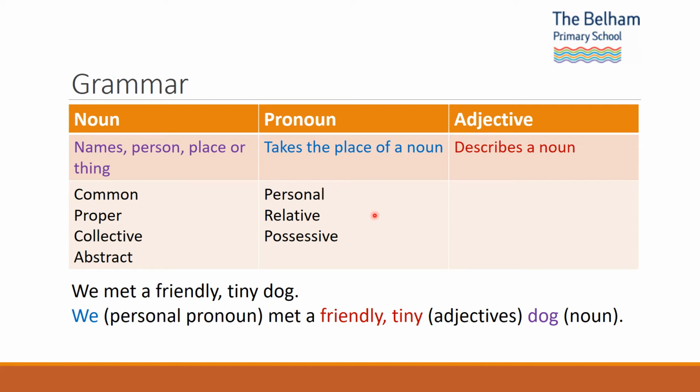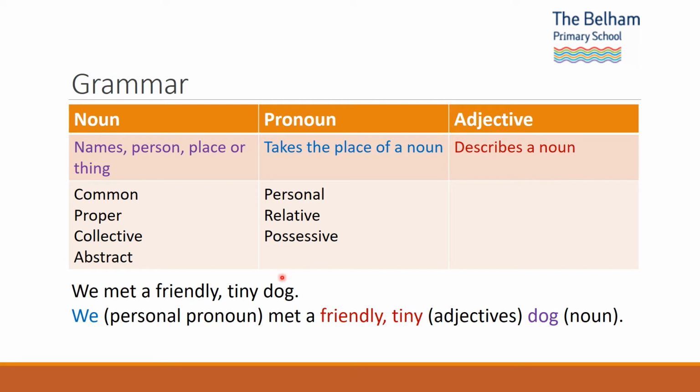And then we have possessive pronouns as well. Possessive pronouns show possession and they replace the noun quite often in the sentence. For example, mine, yours, his, hers, ours, theirs. And then we have an adjective. An adjective is a word that describes a noun. So you can have all sorts of different adjectives.